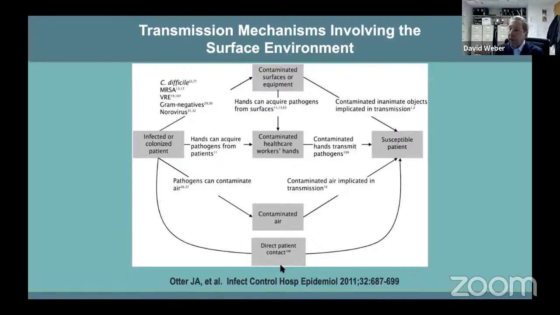So let's talk about the contaminated surface. This is from John Otter, a friend who lives in the UK. A contaminated surface there, most common organisms, again, C. difficile, MRSA, VRE, gram-negative organisms, norovirus. They go from the infected patient. They can go directly to the susceptible patient on the contaminated hands of healthcare providers or indirectly via contaminating a surface. Occasionally, they can go by air, but that's much less common, and even less common is direct patient-to-patient contact, since we don't have our patients two to a bed, so that's really uncommon.